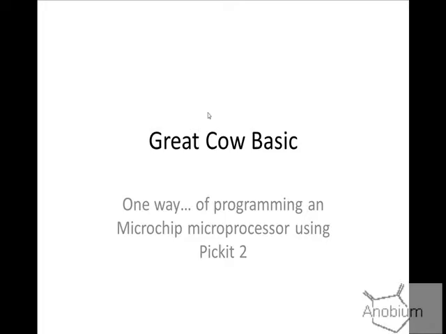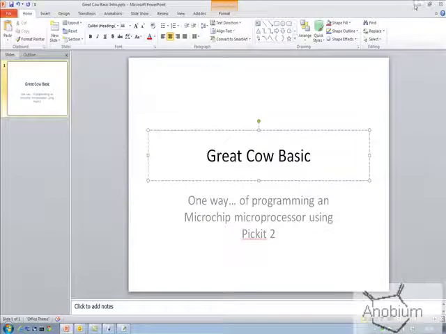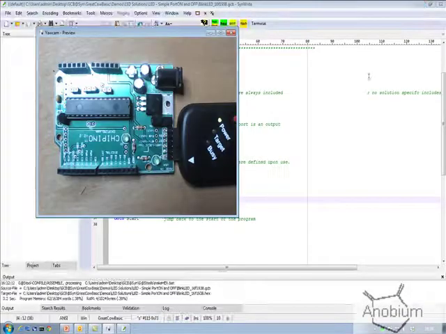So I'm going to show you one way of using a PicKit2 to program a Microchip microprocessor from Great Cow BASIC. No batch files, just using the raw software that comes from Microchip. So if I just come out of PowerPoint, I'm going to show you what we're going to be doing.